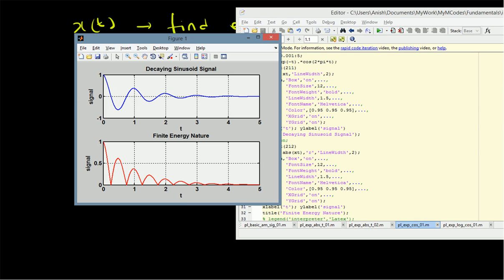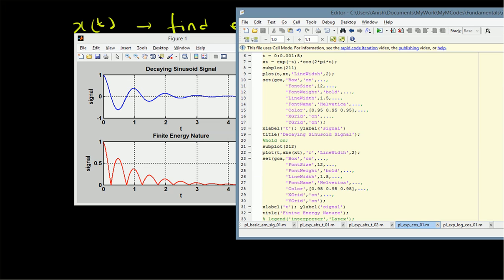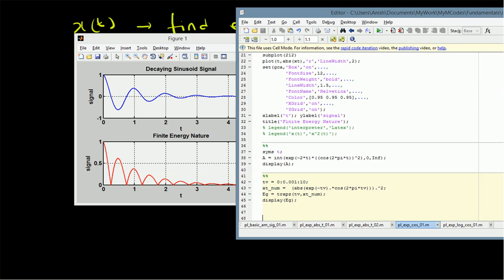Now by looking at the absolute value of this signal, we can clearly see that the value of the signal is decaying with time. In other words, it will be a finite energy signal. But to actually objectively quantify the finite energy of this signal, we can use the numerical methods. For example, look at the third cell.